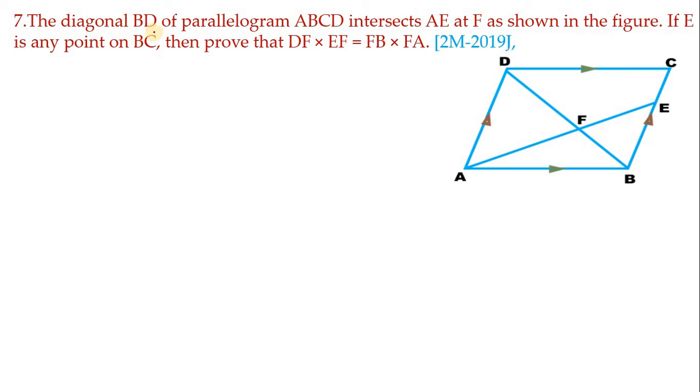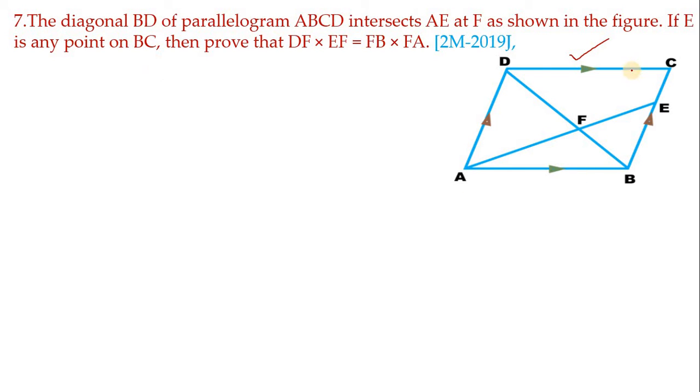The diagonal BD of parallelogram ABCD intersects AE at F as shown in the figure. If E is any point on BC, then prove that DF into EF is equal to FB into FA. This is a 2-mark problem asked in June 2019. So this is the given figure, children. They have only given the figure.